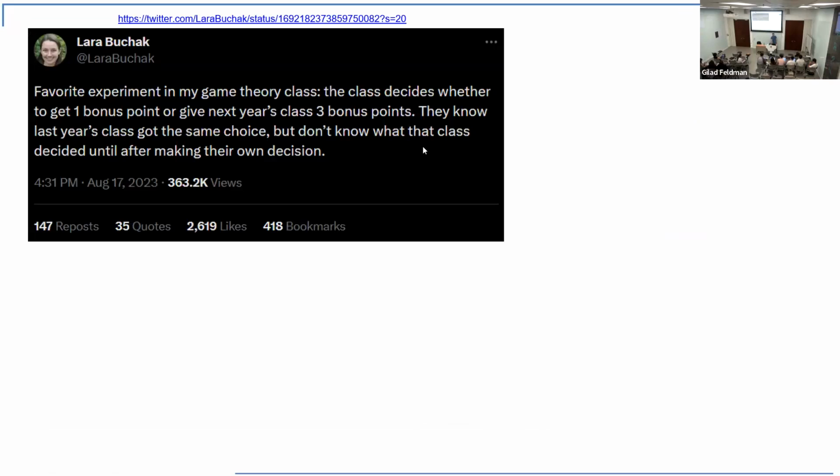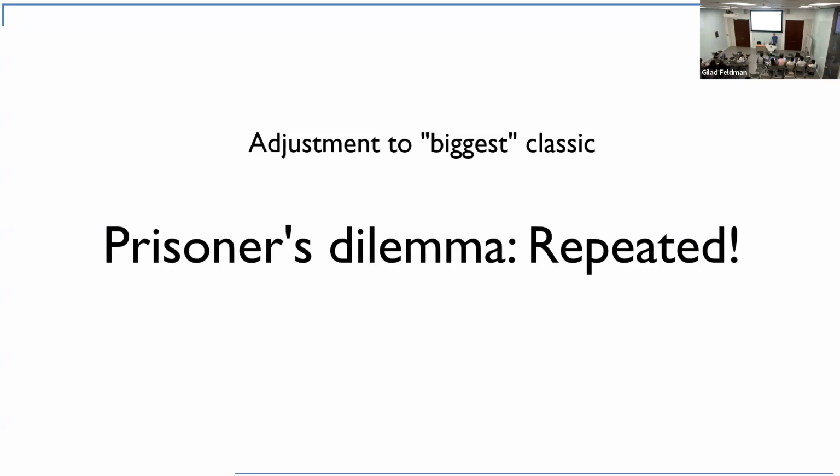I like people coming up with new things. So this is from this year. I saw this in 2023. Favorite experiment in my game theory class: the class decides whether to get 1 bonus point or give 3 bonus points to next year's class. So it's interesting, not your classmate, but somebody that you don't know in the future class. Do you want to take the 1 point or give it to the next person?